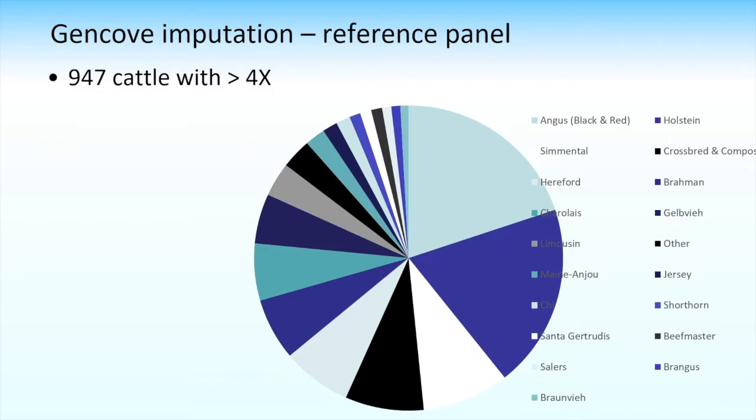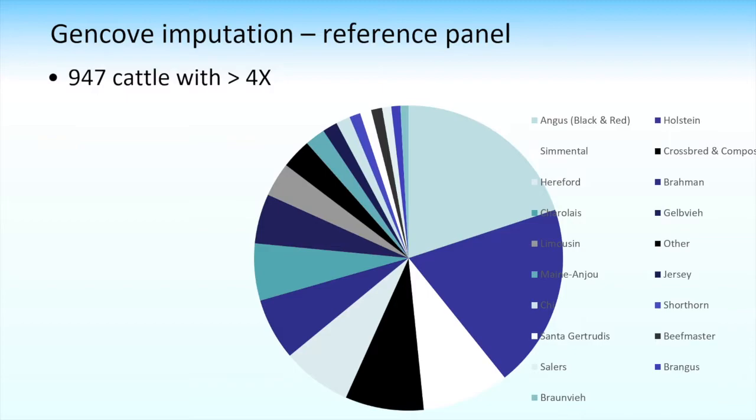Before generating low coverage sequence to impute a large number of calves, we wanted to evaluate the approach by downsampling some existing sequence to mimic what we can do with low pass. We did this in collaboration with Joe Pickerel and the group at GenCove. The imputation reference panel that they have assembled includes publicly available whole genome sequence from several sources, as well as sequence that we've generated from the germplasm evaluation project. Right now the panel has almost 1,000 animals representing a wide variety of beef and dairy breeds.